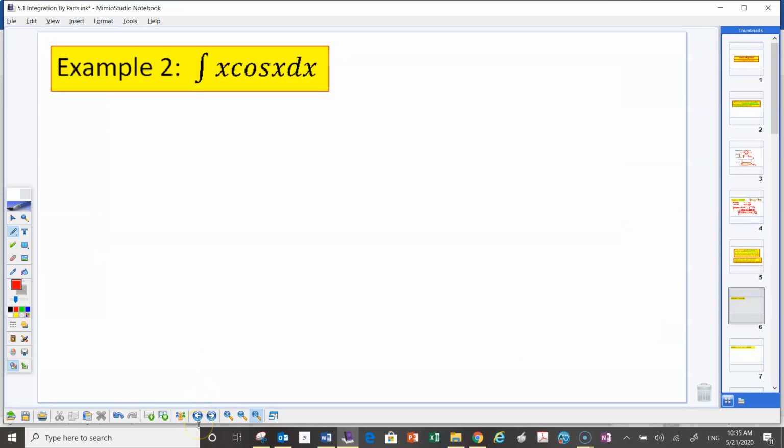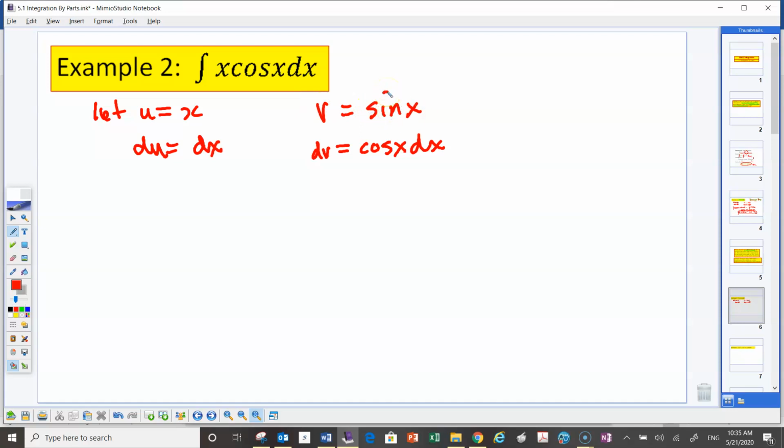Okay, let's take a look at the next one. Very similar, the only difference is I have x times cos x, so again, I am going to let u equal x, and my dv will be my cos x dx. My derivative in terms of x would be 1 dx, and my integral of cos would be sine.